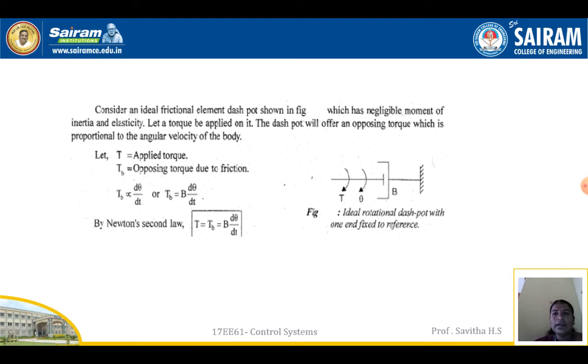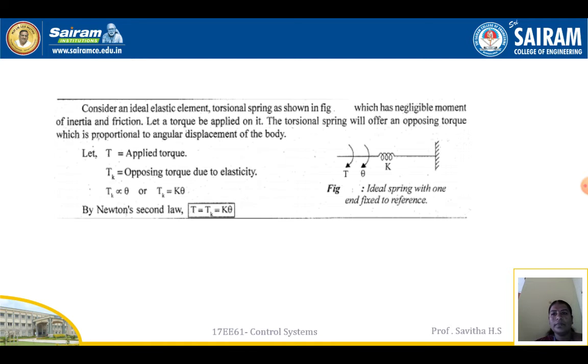Next one, consider an ideal frictional element, a dashpot, shown in the figure which has negligible moment of inertia and elasticity. Let a torque be applied on it. The dashpot will offer an opposing torque which is proportional to the angular velocity of the body. Here T is the applied torque and Tb is equal to B into d theta by dt.